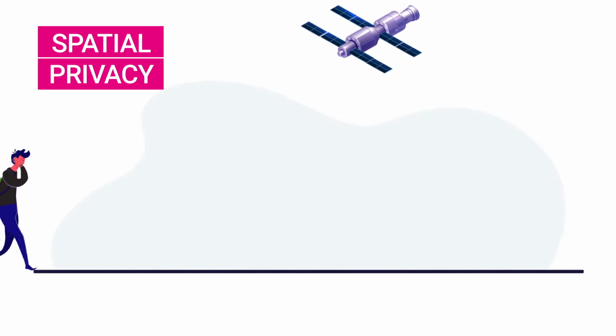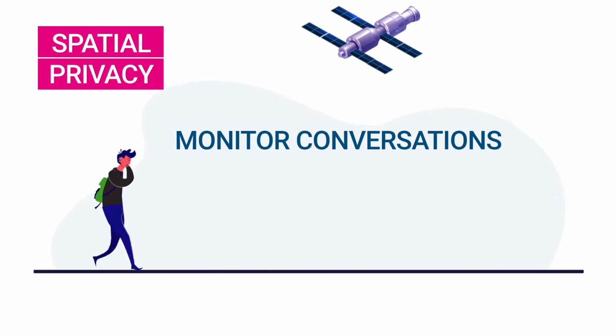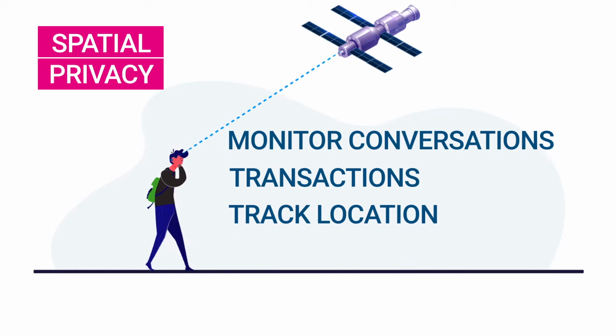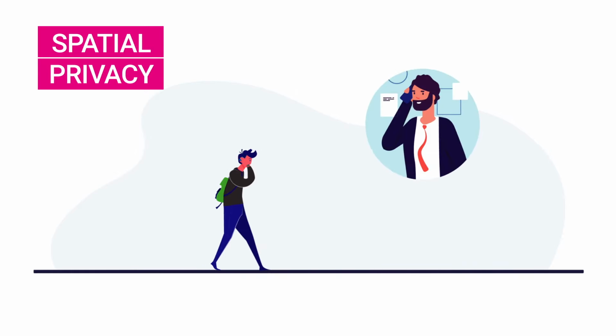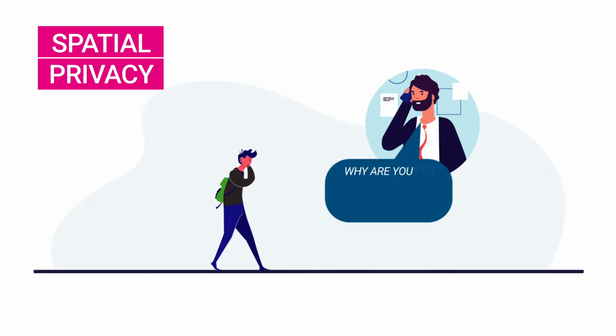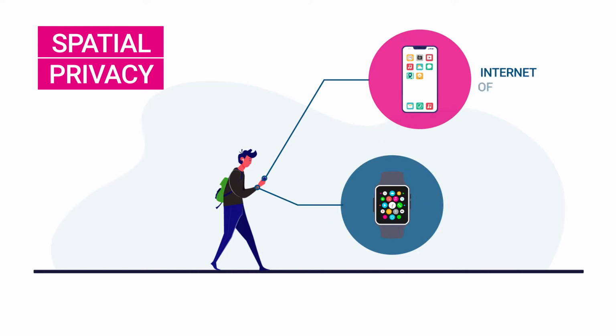Spatial or locational privacy relates to how institutions can monitor our conversations, transactions, and even our location. Think of an employer tracking an employee via geolocation and asking why they have been out somewhere at 4 a.m. when there is a meeting to attend the next morning. Emerging technologies such as the Internet of Things, artificial intelligence, and wearables can store information on all of your movements, aiding in the violation of our privacy.